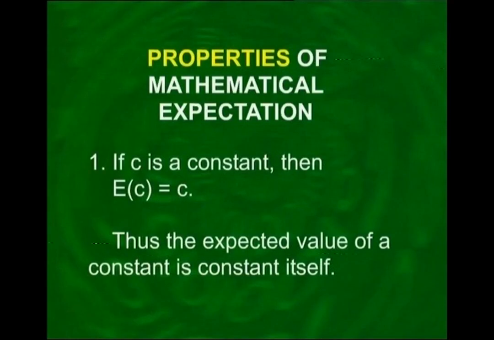The next concept that I'm going to discuss with you now is properties of mathematical expectation. There are certain properties which assist us in computing the various expected values in a very convenient manner. As you now see on the screen, the first property is that if C is a constant, then expected value of C is equal to C. In other words, the expected value of a constant is the constant itself.